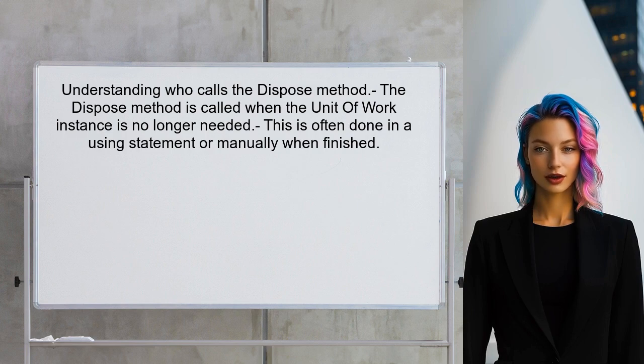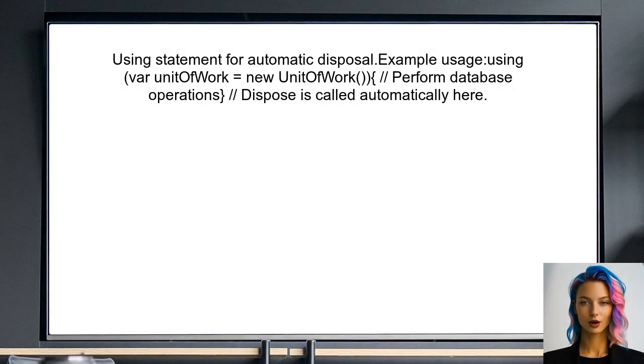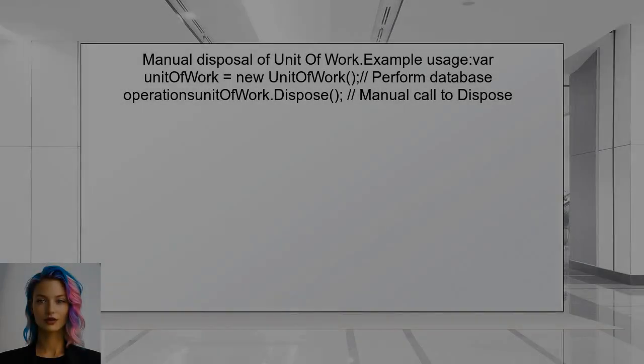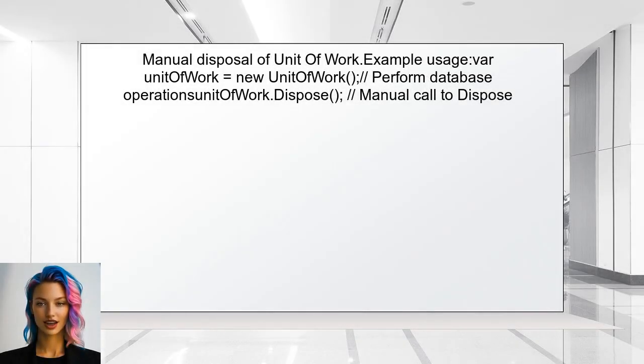Typically, the dispose method is called when the user is done using the unit of work instance. If the user uses a using statement, the dispose method is automatically called at the end of the block. This is a common practice to ensure resources are released properly. Now, if the user decides not to use a using statement, they must call dispose manually. This can be done in the code where the unit of work is used.